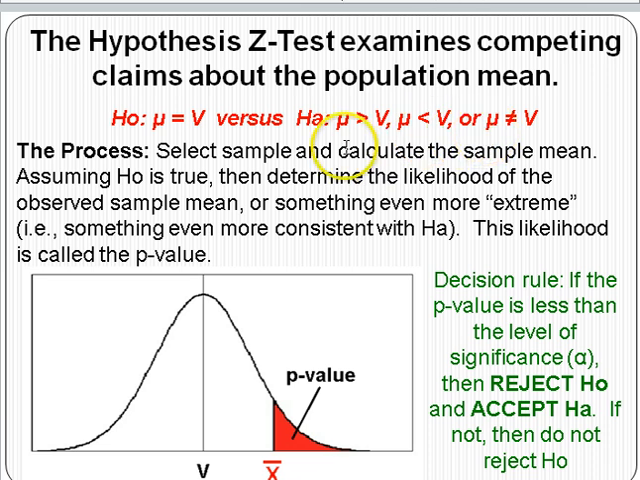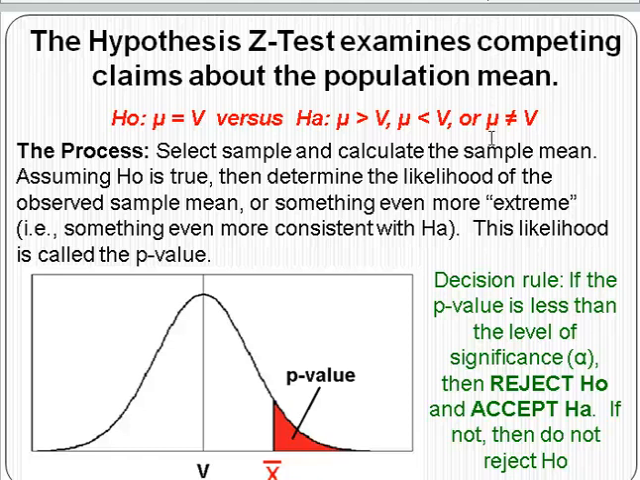In this video, I'm going to focus on the alternative that the mean is greater than V. Tests where the mean is less than V are similar, and tests where the mean is not equal to V are slightly different, and we'll look at those in a separate video. So the process is you select a sample. Okay, we're going to assess these claims. Select a sample and calculate the sample mean.